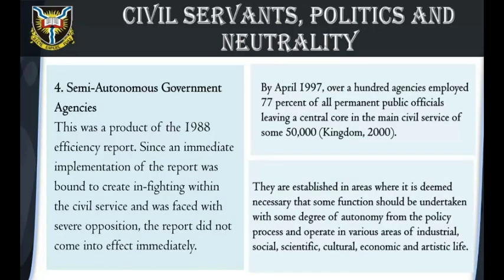Four, semi-autonomous government agencies. This was a product of the 1988 Efficiency Report, since an immediate implementation of the report was bound to create infighting within the civil service and was faced with severe opposition. The report did not come into effect immediately. By April 1997, over 100 agencies employed 77% of all permanent public officials, leaving a central core in the main civil service of some 50,000, Kingdom 2,000.